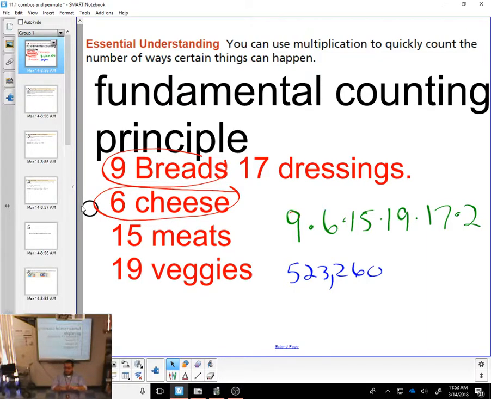So, you understand what's going on with the fundamental counting principle? If something happens a certain number of ways, and something else happens a certain number of ways, they can happen together X times Y number of ways.